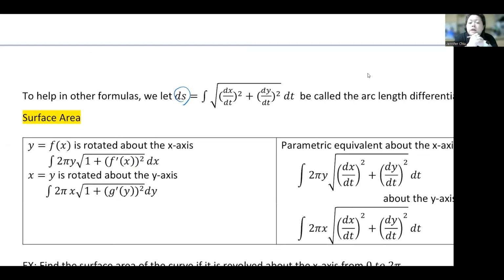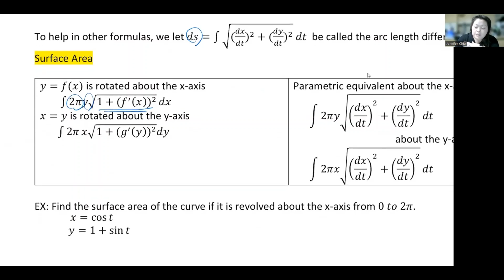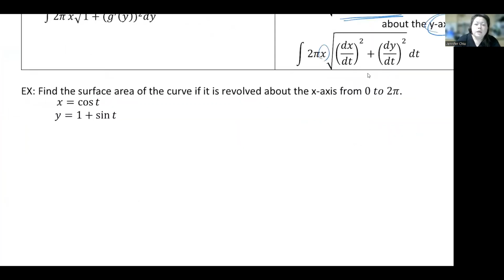We're doing surface area. Very similarly to surface area for rectangular coordinates, your formula is 2 pi times the function times the arc length. Same thing here for parametrics. It's 2 pi times the function times the arc length differential, which is what we just talked about, right? So the only thing to remember is if you're revolving it around the x-axis, you are multiplying by the y component of your parametric. If you're revolving it around the y-axis, you are multiplying by your x component of your parametric equation. Okay, all right.